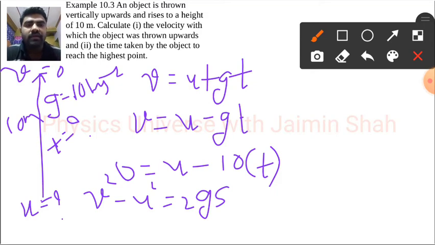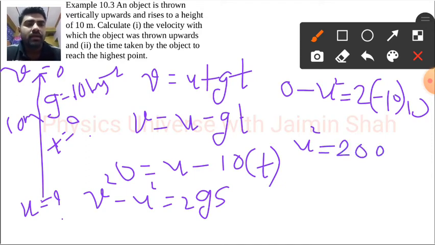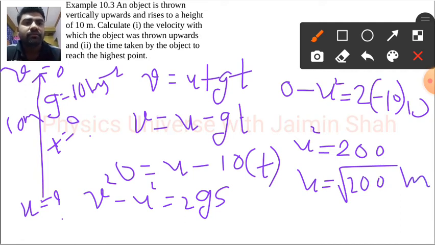Now what is v? v is 0, so put here 0 minus u square, that we need to find, is equal to 2 into minus 10 into the distance, that is 10. So minus minus gets cancelled out, and u square is equal to 200. Approximately u is equal to under root 200, and this is in meter second inverse, that is our initial speed.